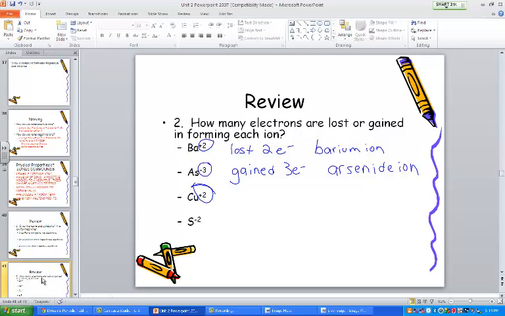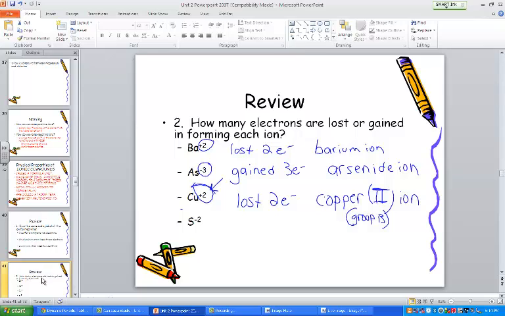Copper, Cu, is now carrying a +2 charge. It lost 2 electrons. This will be known as the copper ion, and I'm just going to let you know this has a Roman numeral associated with its name. More on this in a minute, but because this is a Group B transition metal, we will learn, not today, that Group Bs must be named with a Roman numeral to tell me the charge on the ion, a copper 2 ion.